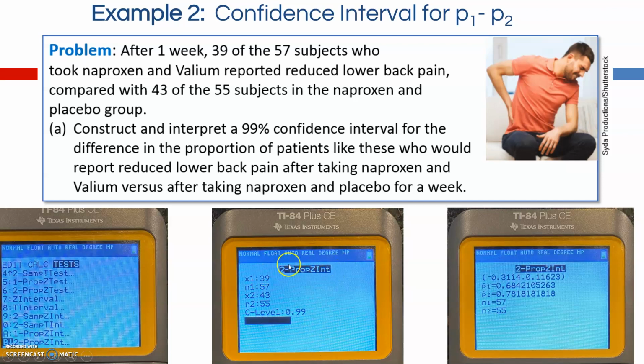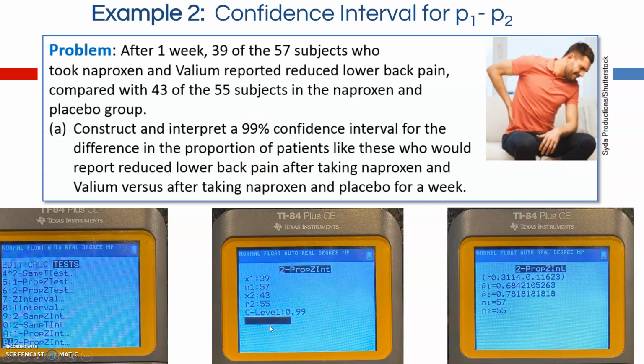Okay, and you can see once you hit enter, you'll be brought to this screen, and it will ask you, what is your x sub 1? So our x sub 1 here is going to be 39. So what is the number of successes? 39 over 57. And for our second group, we have 43 over 55. The confidence level should be typed in as a decimal, 0.99 as opposed to 99%.